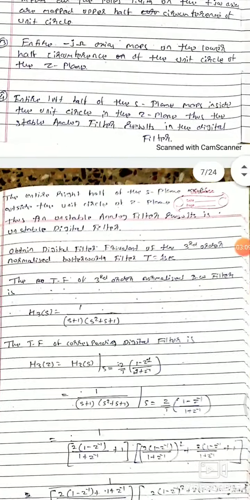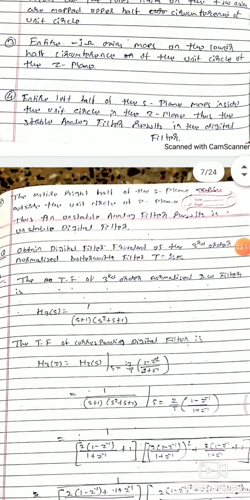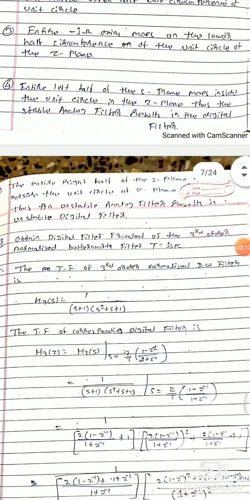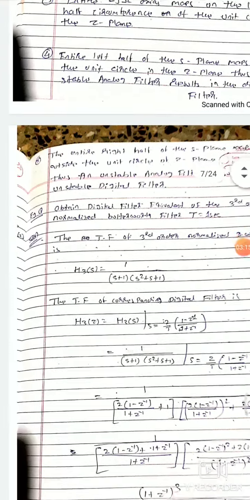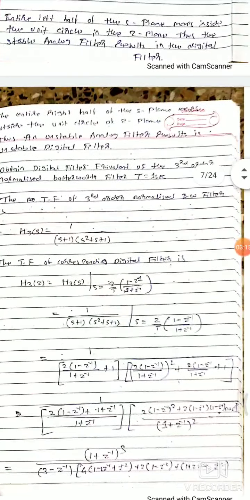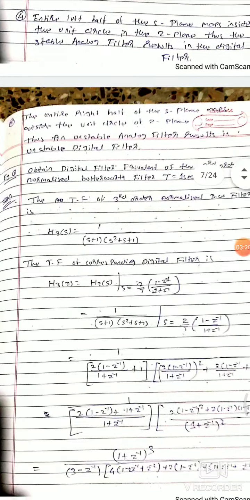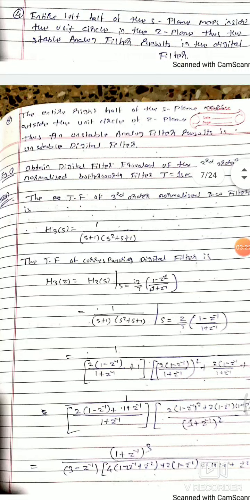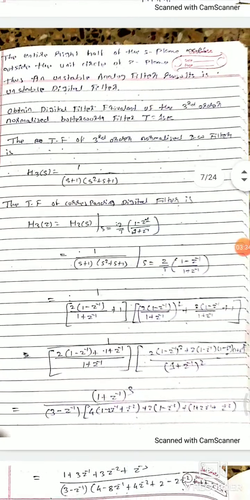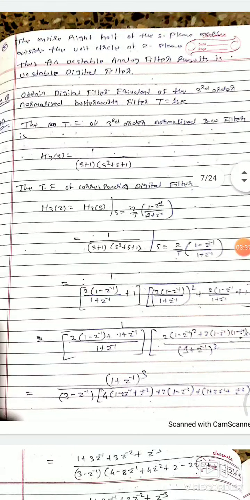So that's why a stable analog filter results in a stable digital filter. Okay, the entire right half of the s plane is mapped outside the unit circle of the z plane. So an unstable analog filter results in an unstable digital filter. If the analog filter is unstable, then the digital filter is also unstable. Right, so this is with respect to the bilinear transformation. Right, so you can take one example directly. So these are all connected, right?